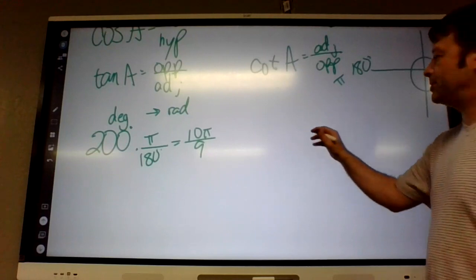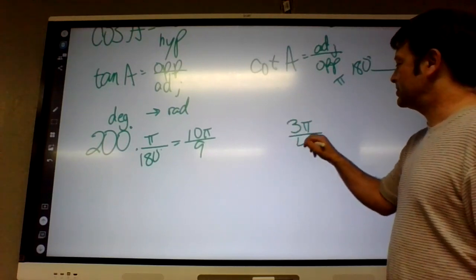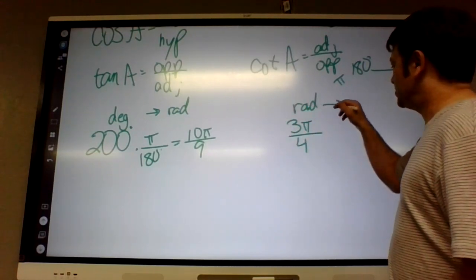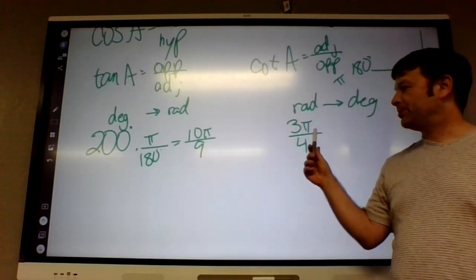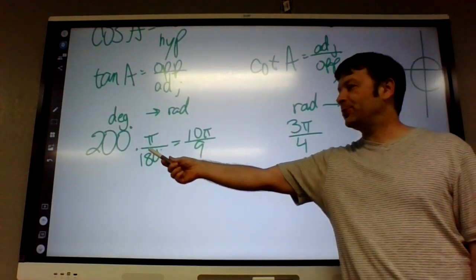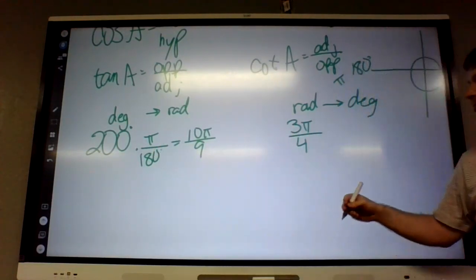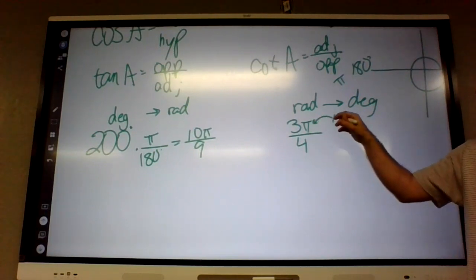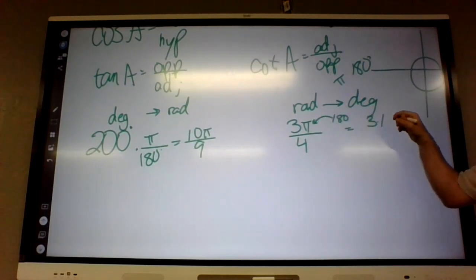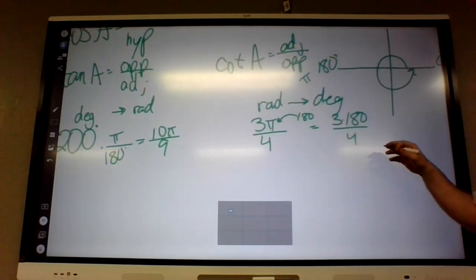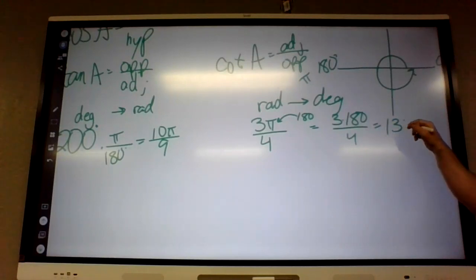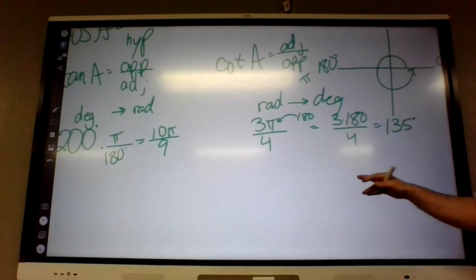Okay, and how do we turn radians into degrees? Turn pi into 180. You could actually use times 180 over pi, like the opposite of this. But what I told you guys to do was just throw 180 in there. So 3 pi over 4 becomes 3 times 180 over 4. That'd be like 135. Yeah, this is all ringing a bell so far.